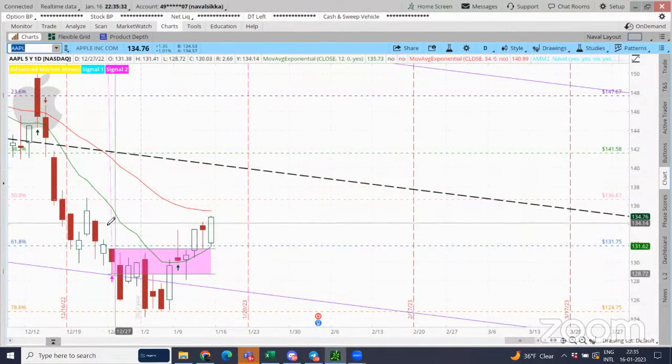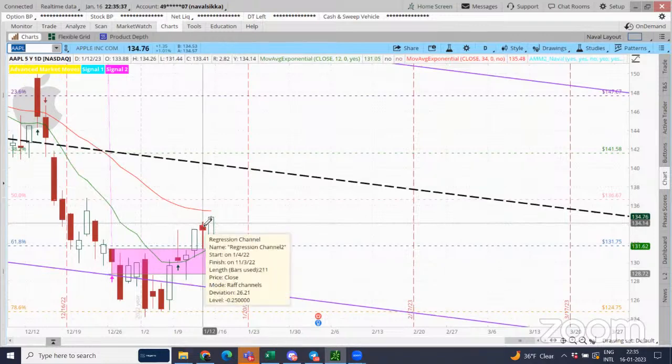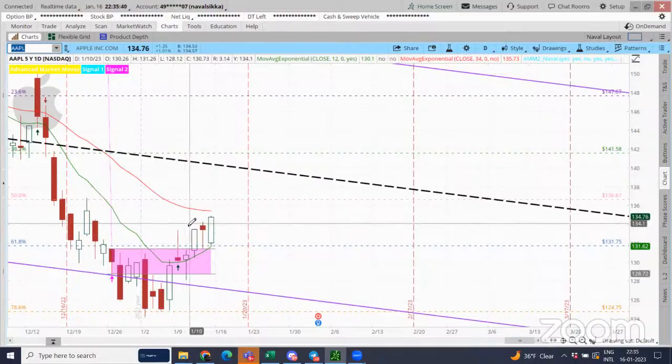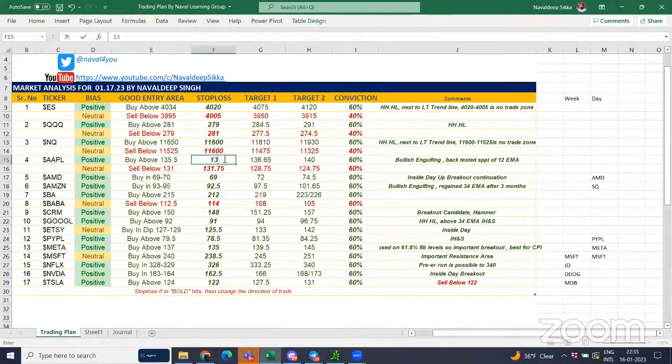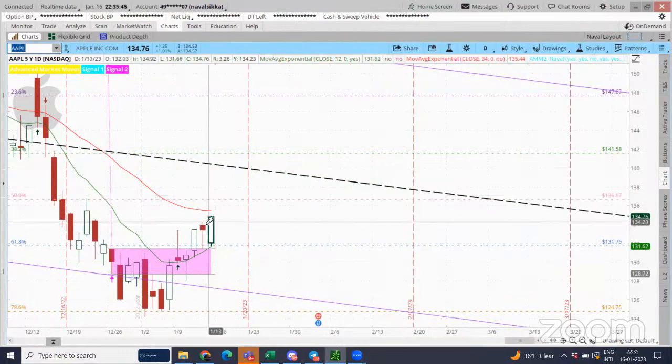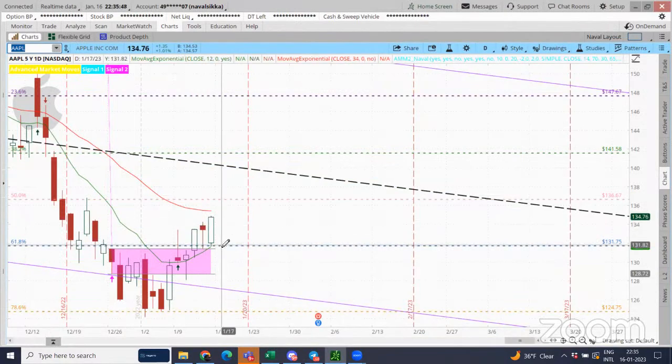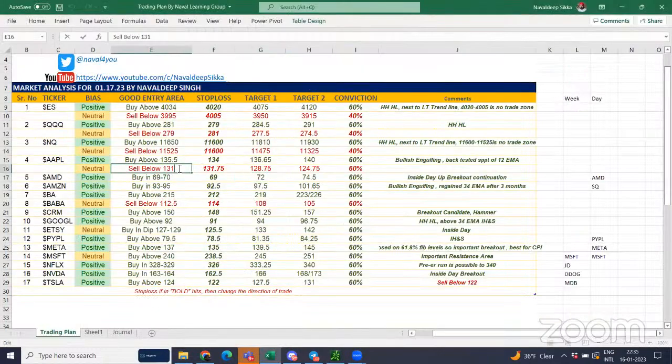Now, where should be my stop loss? You see right here, we made the top and the same thing we made the top here. So 134 should act as a good support because it was acting as a good resistance. So 134 is my stop loss. In case I have to short, I would love to short here and try to test this 61 and the 12 EMA. So I would love to short below 134, keeping 135.50 as my stop loss. And my target will be 131.75 and 128.75.